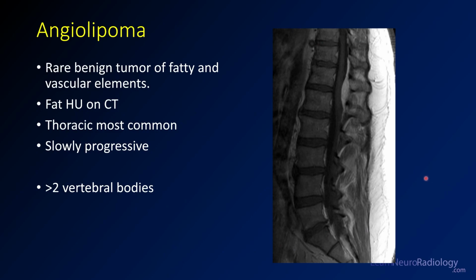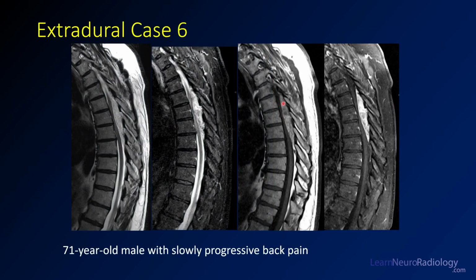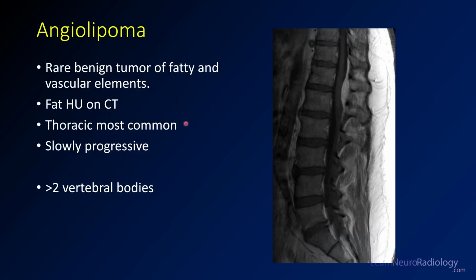Angiolipomas are rare and benign collections of both fatty and vascular elements. They will have fat density on CT. And so if you go back, you can see that's what's causing this T1 hyperintensity here and probably causing it to partially suppress on our fat suppression. These are most common in the thoracic region. They are slowly progressive, so even though they're benign, they can get larger over time and ultimately cause compressive symptoms. Most commonly, they extend over more than 2 vertebral bodies. Here you see an example of a little bit smaller one indenting the dorsal thecal sac at the thoracolumbar junction.